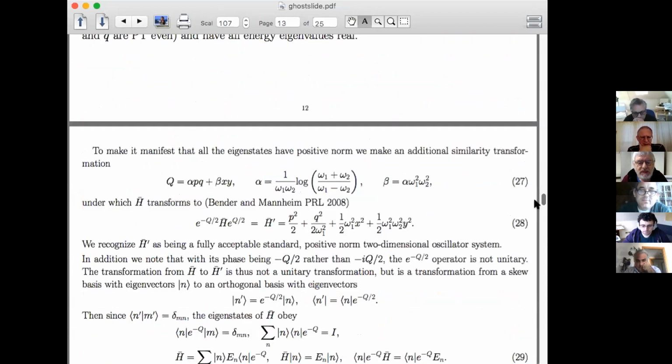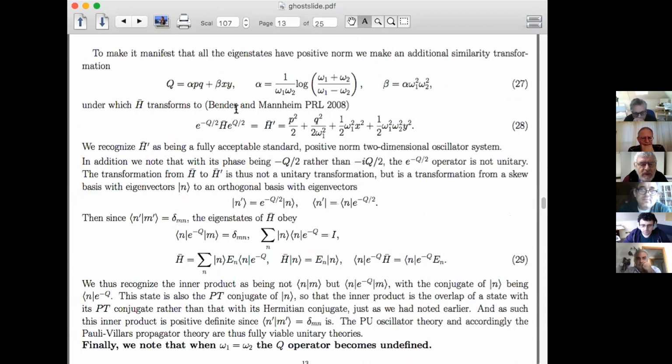We introduce, and this is the standard procedure in PT studies, an operator Q, which is PQ plus XY, and you find that it transforms H into P squared plus Q squared plus X squared plus Y squared, which is about as benign and acceptable a positive-norm two-dimensional oscillator system as you can discover. Now, the phase here, e to the minus Q over 2, is not e to the minus iQ over 2. So it's not a unitary transformation. Q is Hermitian, but it's not a unitary transformation.